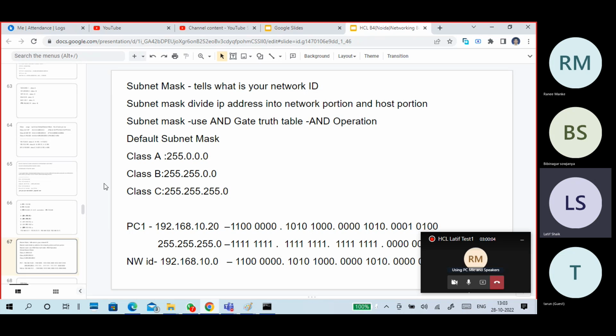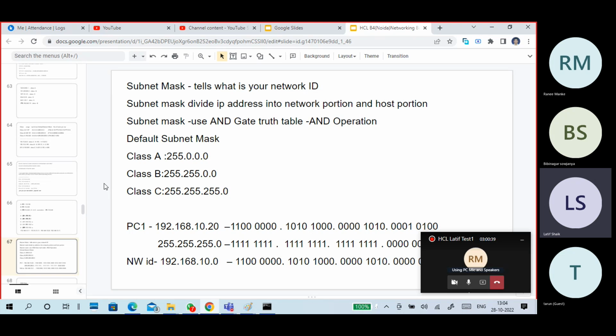But how the system will understand and divide your IP address into network and host portions is using the subnet mask. Each IP address, meaning class A, class B, and class C, has a subnet mask. Class D and class E do not use a subnet mask. Simple to remember, the default subnet mask has 255 where the network portion is.